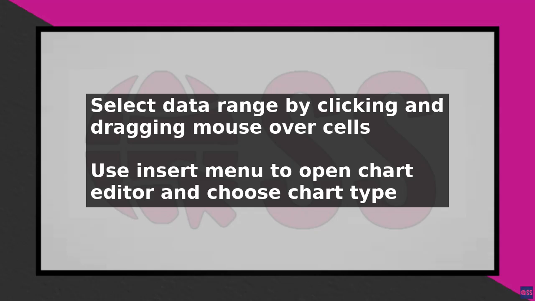After selecting the chart type, you can customize the chart by adding titles, labels, and legends. You can also change the colors and fonts of the chart. To do this, click on the Customize tab in the chart editor and make the necessary changes.